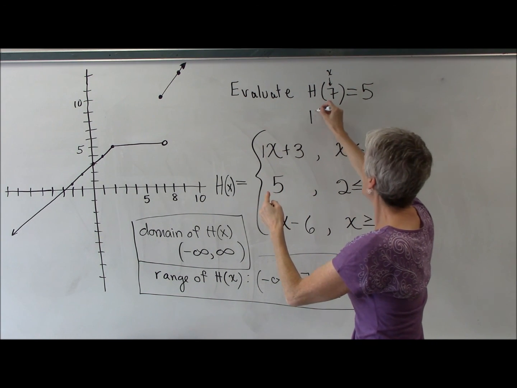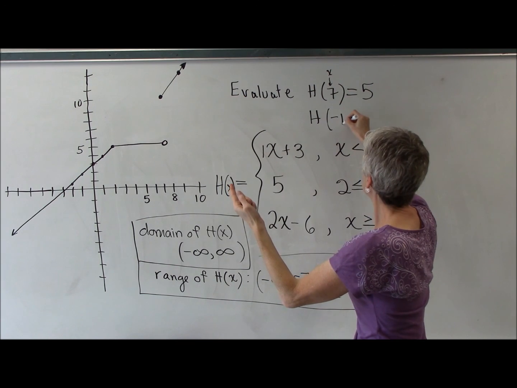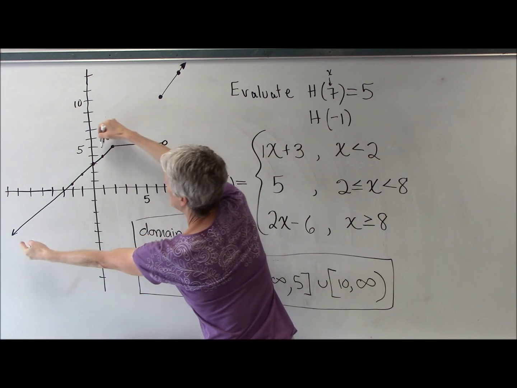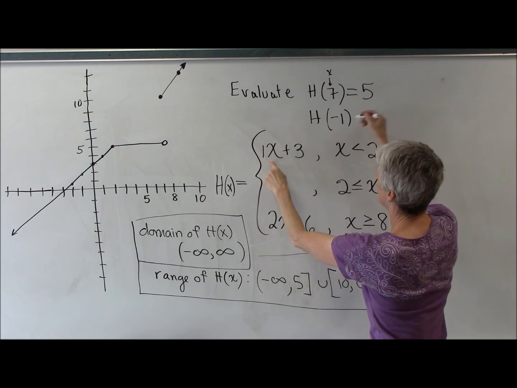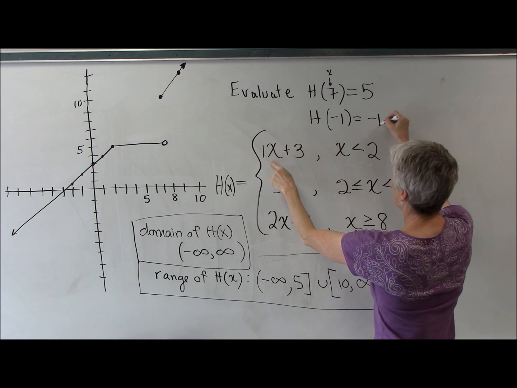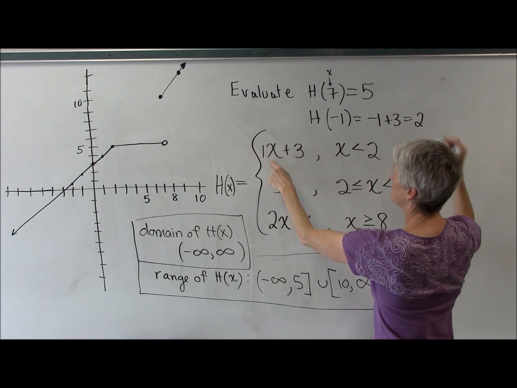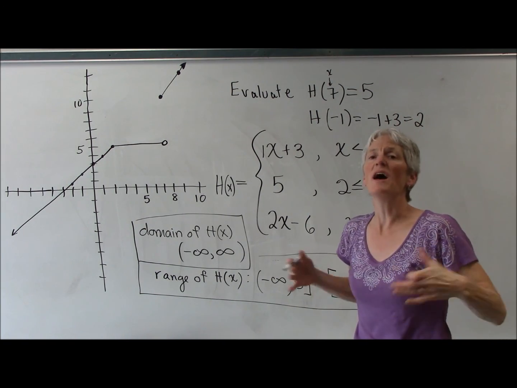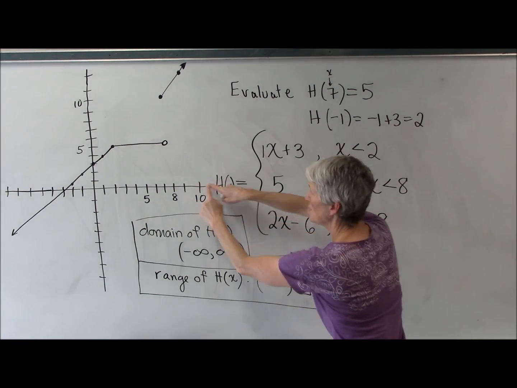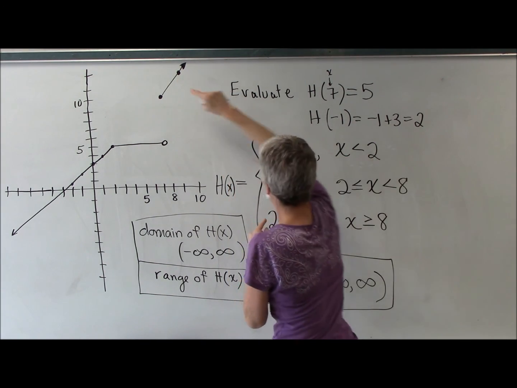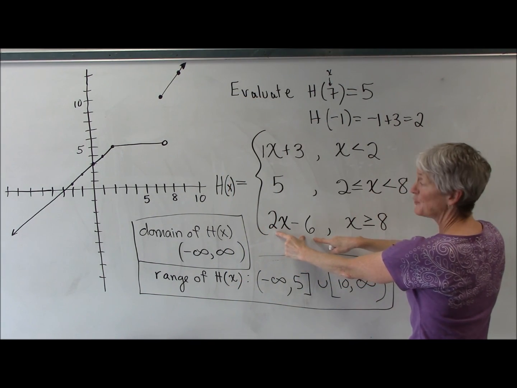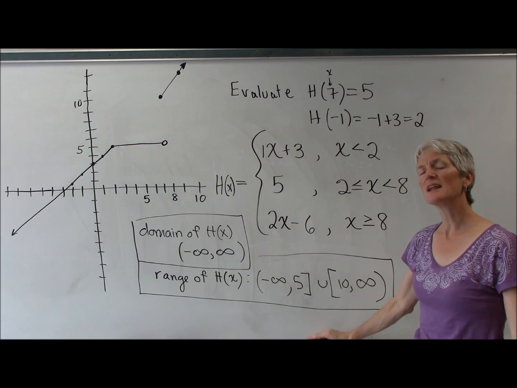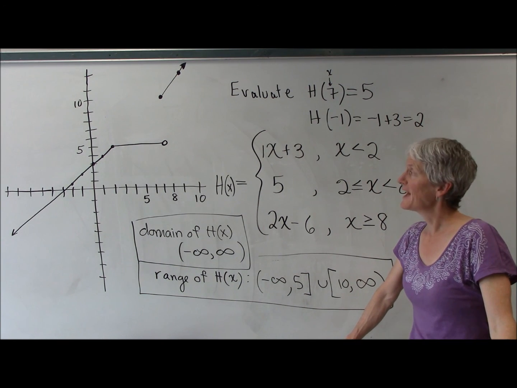Let's try h of -1. Okay, when x is -1, what piece am I on? Oh, I'm on this first piece. So it's going to be -1 plus 3, which is 2. Okay? If I wanted to find h of 100, well, let's see. 100's way out here, right? I'd be on this piece. So I'd have to plug 100 into this third piece. Piecewise functions can be a little weird at first, but once you get the hang of it, they're kind of fun.